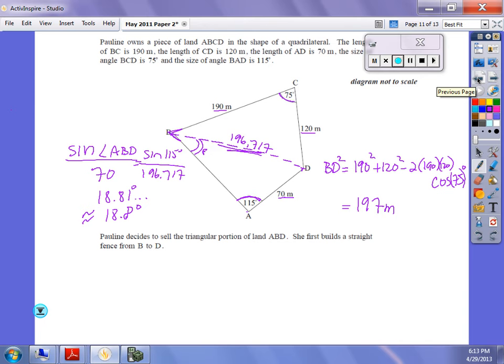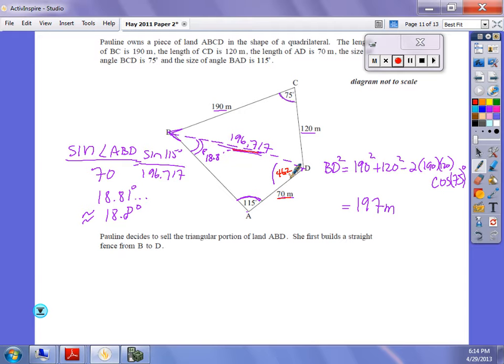ABD, and we know this is 18.81, and we need two sides and an included angle. So we've got two sides. We need to figure out what this angle is, because to use the law of sines, we need an included angle. So we know that if this is 18.8, we're just going to leave that to 3 sig fig, then this angle, since they all add up to 180, is 46.2. Now I have two sides, here's side 1, here's side 2, and an included angle.